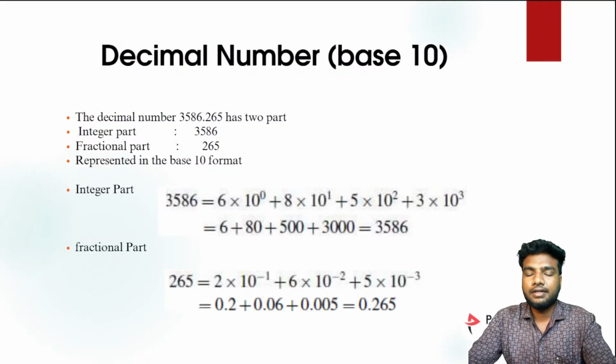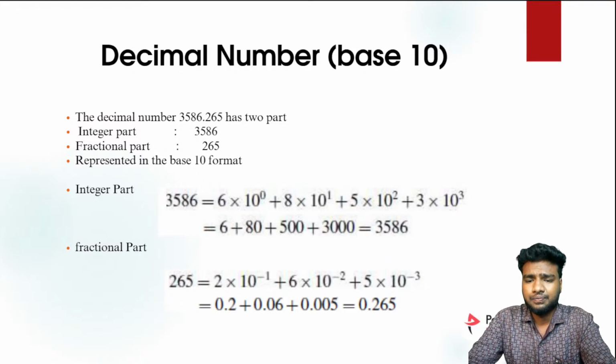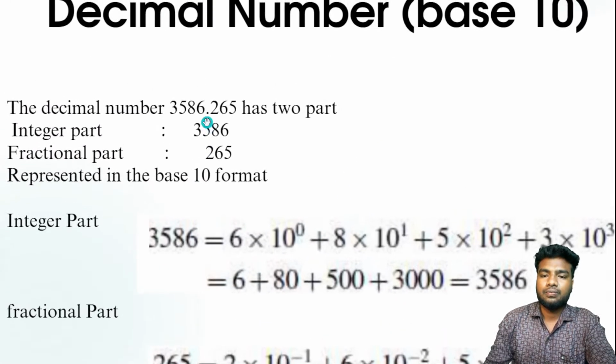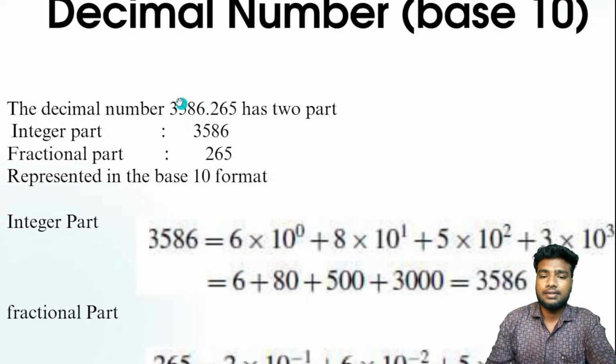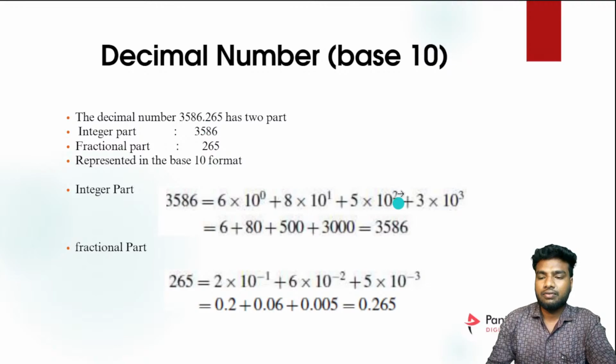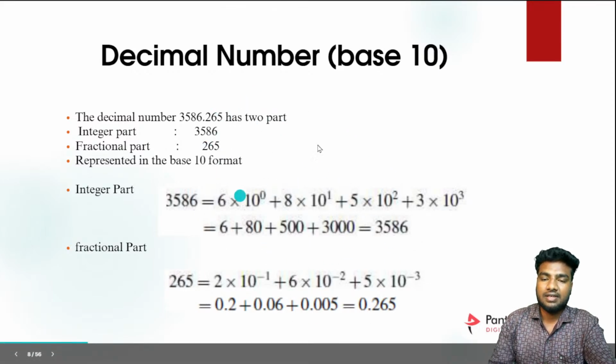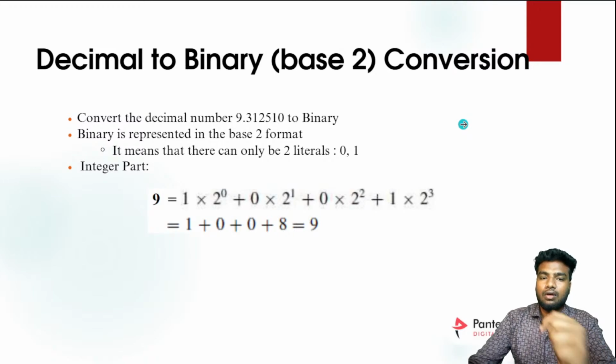So let's see the decimal number, base 10. Here you can see, if you take this number as an example, this part is called the integer part, and this is called the fraction part, we know that. This is the way of calculating the integer part of the whole base 10: by multiplying by 10 power 0, 10 power 1, 10 power 2, 10 power 3 for each and every integer, you will get the 3536. Same thing you have to follow for the fraction also. So this is a basic thing.